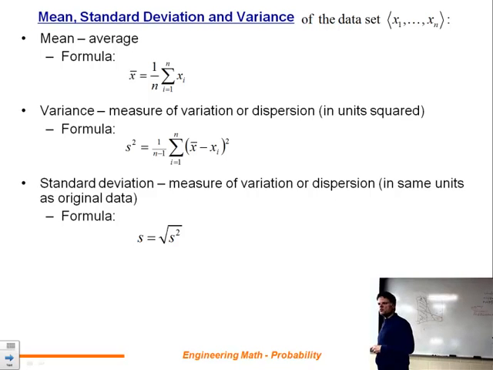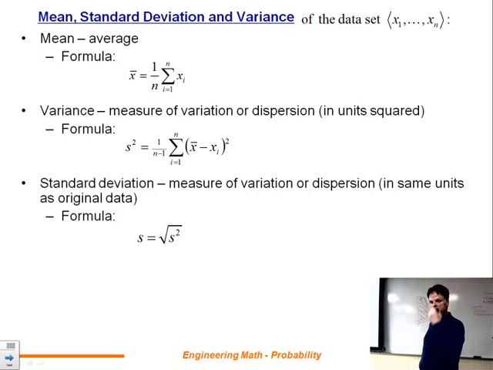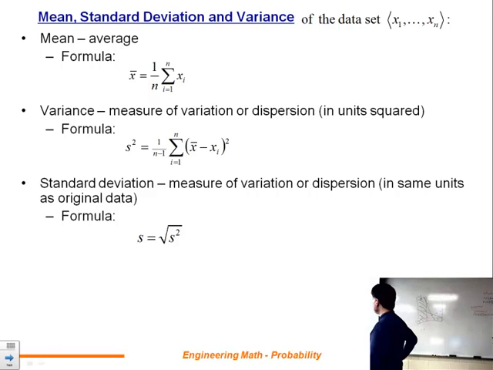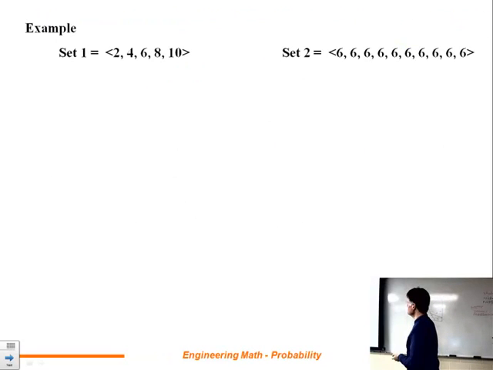So we want a measure of the dispersion back in the same units that we started with. And so instead of taking the variance, we take what's called the standard deviation, which is just the square root of the variance. So this gives a good measure of the dispersion, and it's in the same units as the data points in the sample. All right, so let's take an example of this.